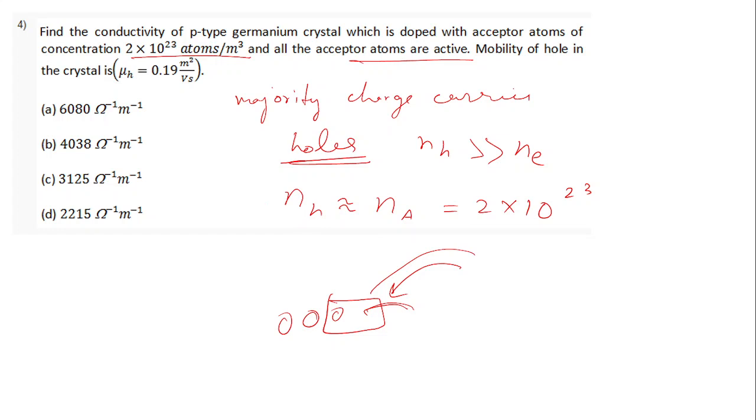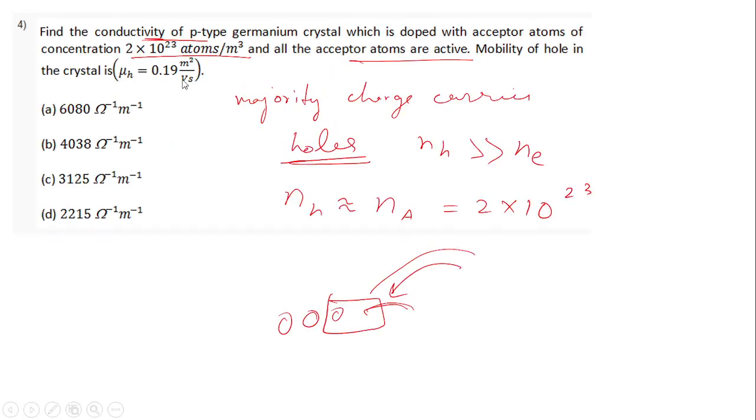We were told the concentration of acceptor atoms, and from that we get the number of holes. Okay, now we need to find the conductivity. The formula we know, mobility is given, concentration we got. So now we can find the conductivity.